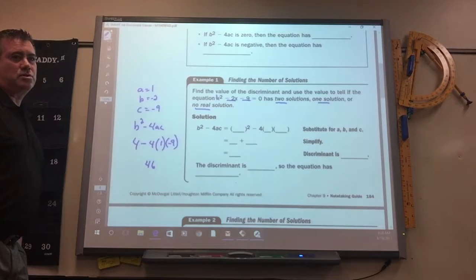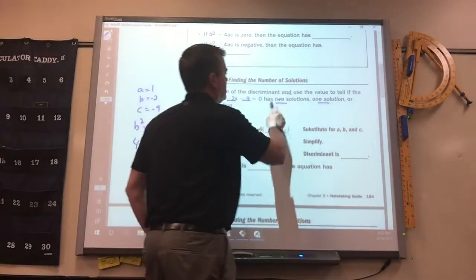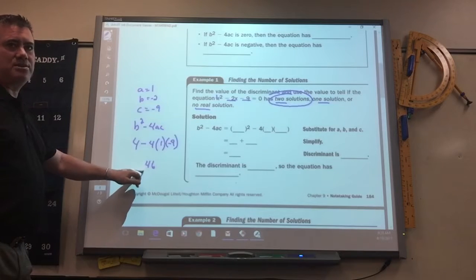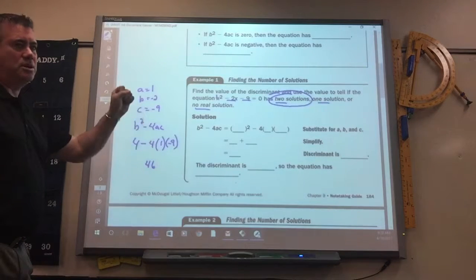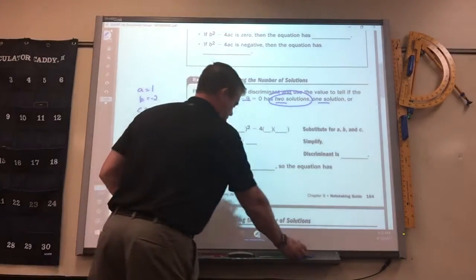So what does it have? Two solutions, one solution, or no solution? Two solutions. If the b squared minus 4ac is a positive number, it's two solutions. If it's 0, it's one solution. Negative, it's no solution.